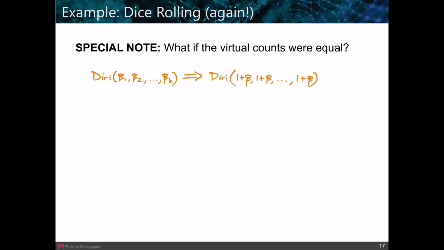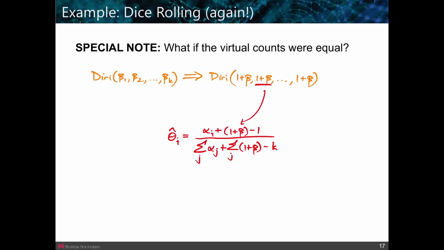Instead of having individual beta 1, beta 2 up to beta k, we just set them all to be the same. The reason that we're going to do that is because then our estimate for each one of our theta parameters is going to be equal to alpha i plus, and I'm actually going to show the full derivation here, beta is now 1 plus beta, as we've just defined it up here. Each of them is 1 plus beta minus 1 divided by the sum of the alpha j's, and then the sum of the betas, but those are all going to be 1 plus beta, and then we've subtracted k on the end.